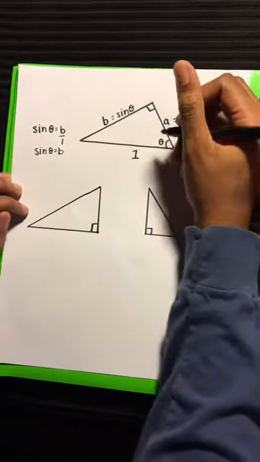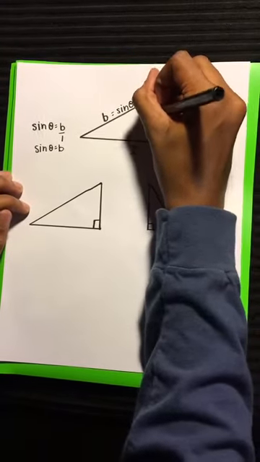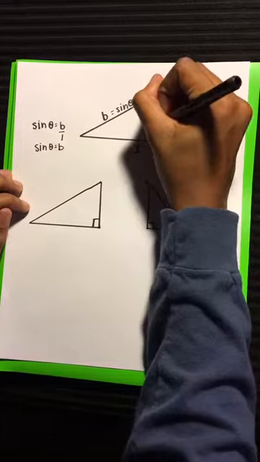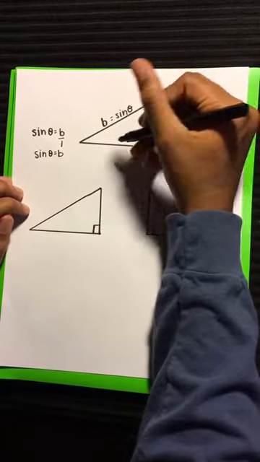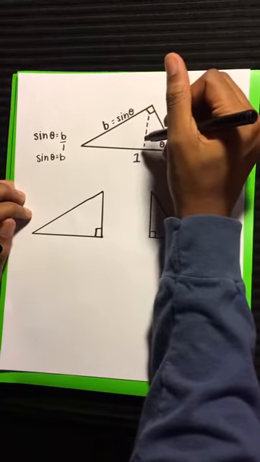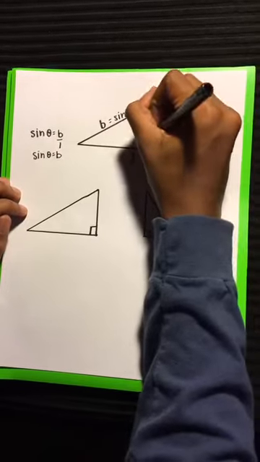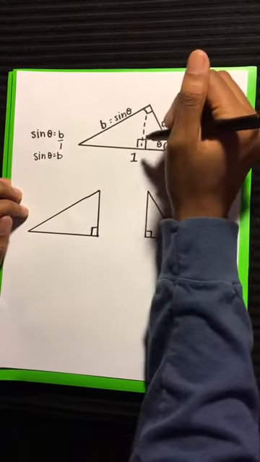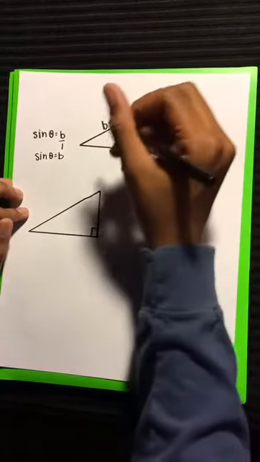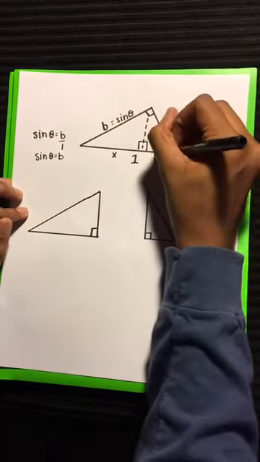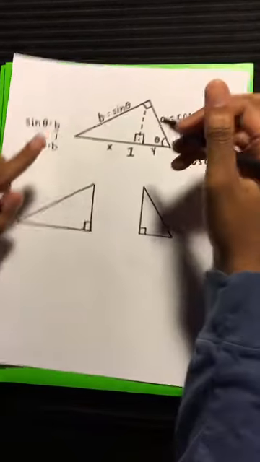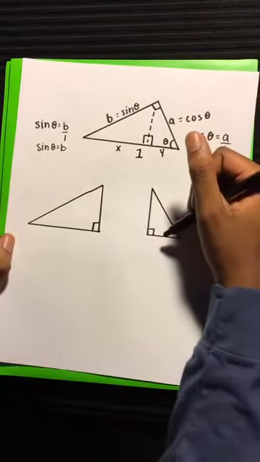So next you're going to draw your altitude. And the altitude just splits this hypotenuse into two different sections, and you get two similar triangles, here and here. Then you're going to label the first section X and the next section Y. And then you bring those two triangles down here.